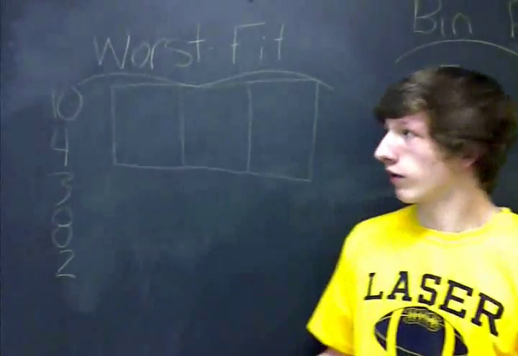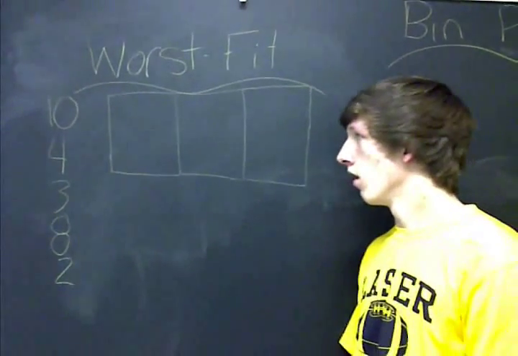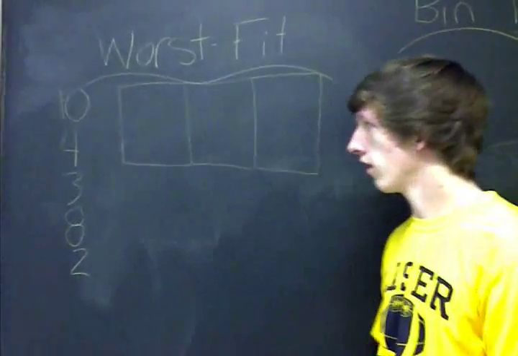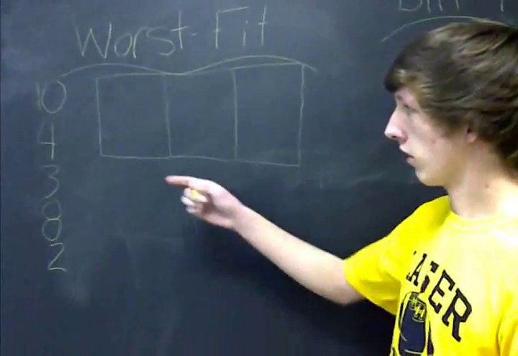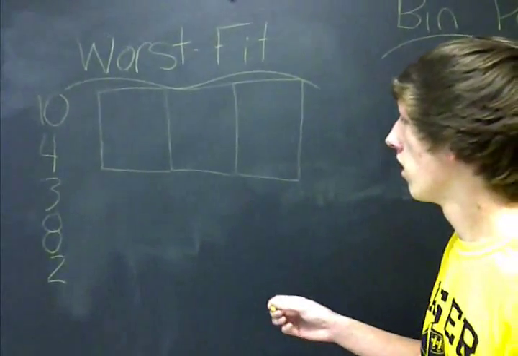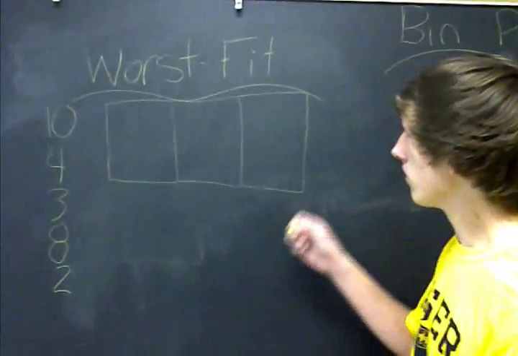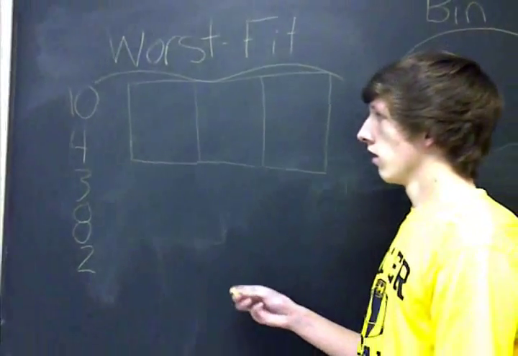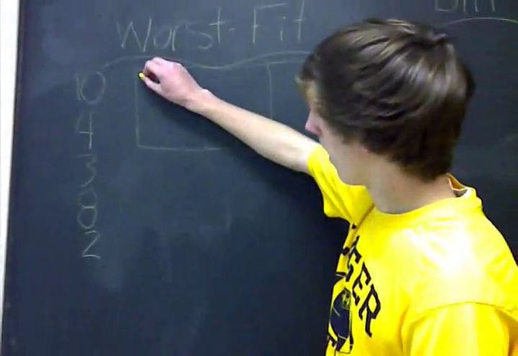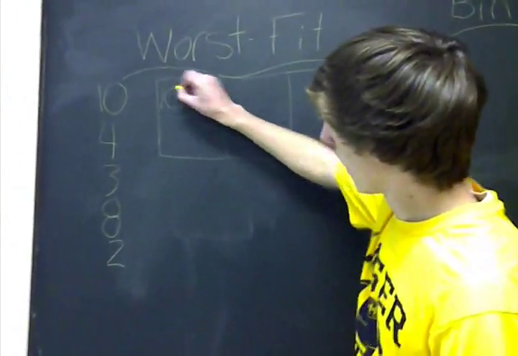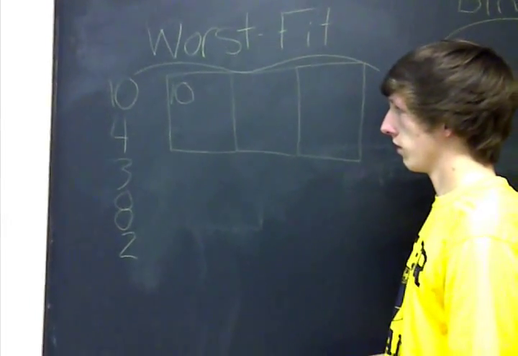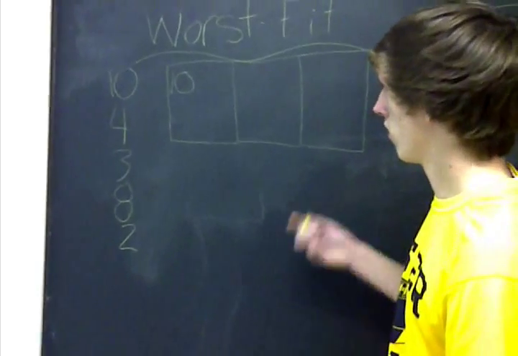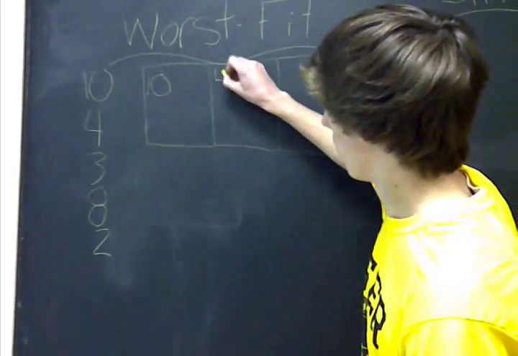The next learning target we're going to talk about is worst fit. What worst fit is, you're going to take the bin that has the most room in it, and that's what you're going to put the next item into. For this one, you can fit 13 in it. So we're going to go ahead and put 10 in the first one, and then 4 is not going to fit in the first one because there's not enough room, so you're going to put it in the next one.